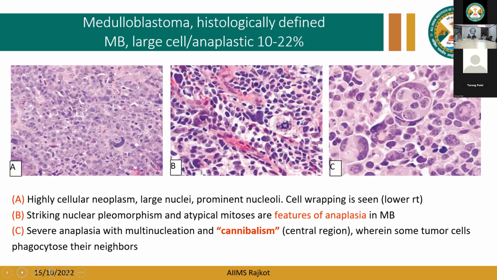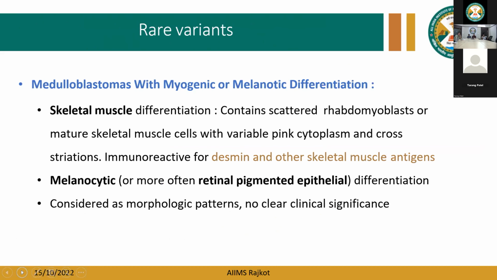As you can see, this is highly cellular. There will be prominent nucleoli, cell wrapping, anaplastic features, high pleomorphism, and atypical mitosis. Cannibalism is seen in the C picture. Here, they will phagocytose the neighboring cells.